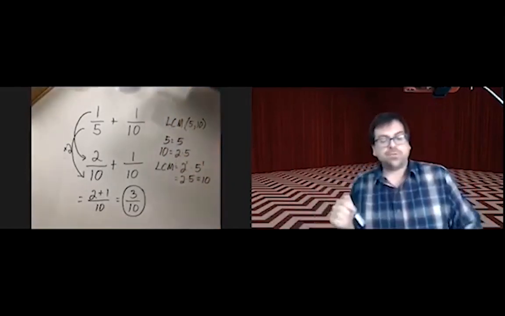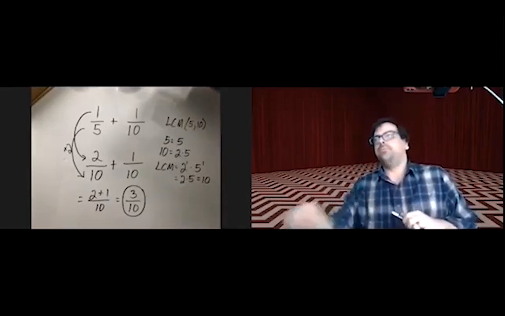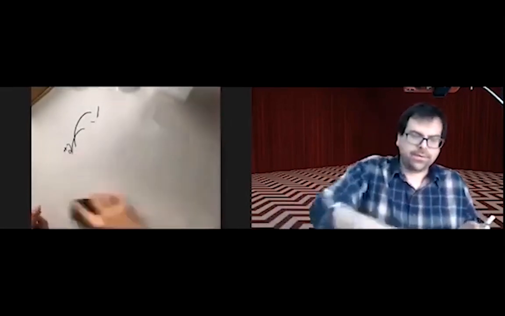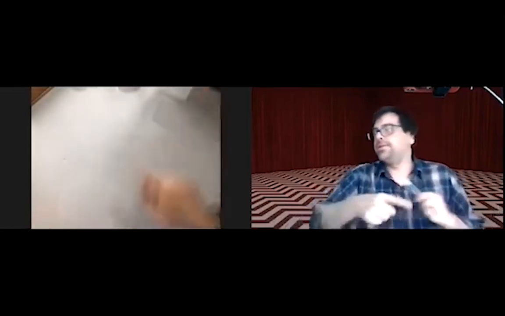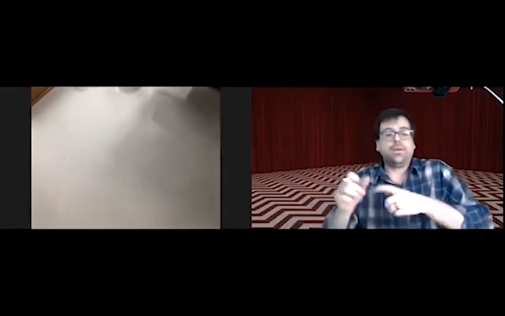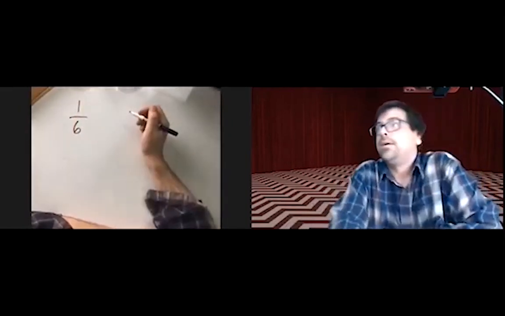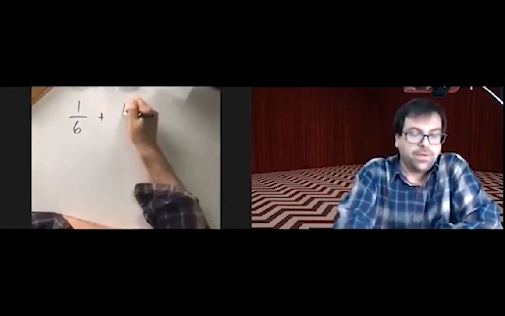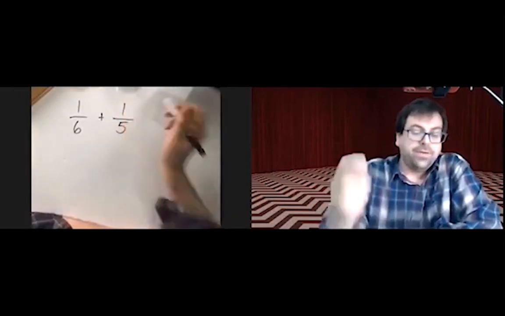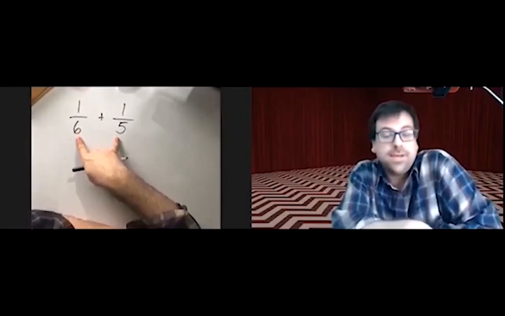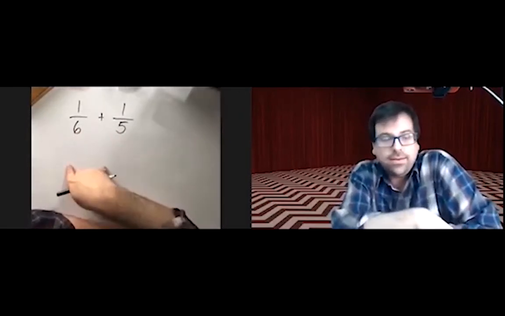We can't add or subtract until we have the same number on the bottom. Let's look at another. Let's look at 1/6 plus 1/5. The numbers on the bottom are not the same, so we cannot add yet.